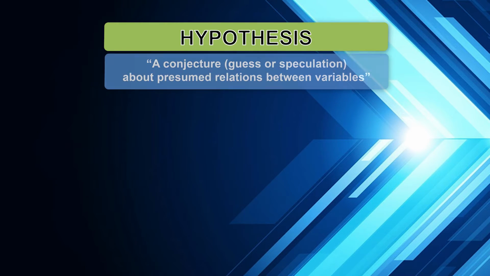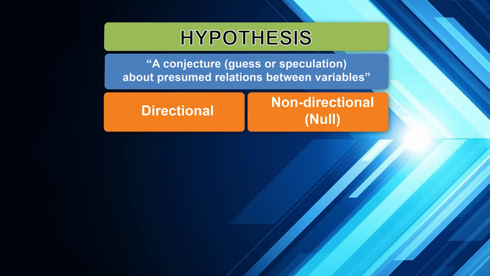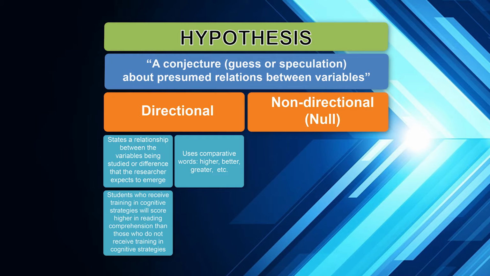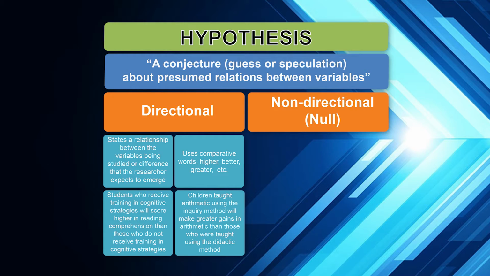A hypothesis is a conjecture, guess, or speculation about the presumed relations between variables. There are two types of hypotheses, directional and non-directional. The directional hypothesis states a relationship between the variables being studied or difference in treatments that the researcher expects to emerge. It uses comparative words such as higher, better, greater, etc. Examples: students who receive training in cognitive strategies will score higher in reading comprehension than those who do not receive training in cognitive strategies. Children taught arithmetic using the inquiry method will make greater gains in arithmetic than those who were taught using the didactic method.